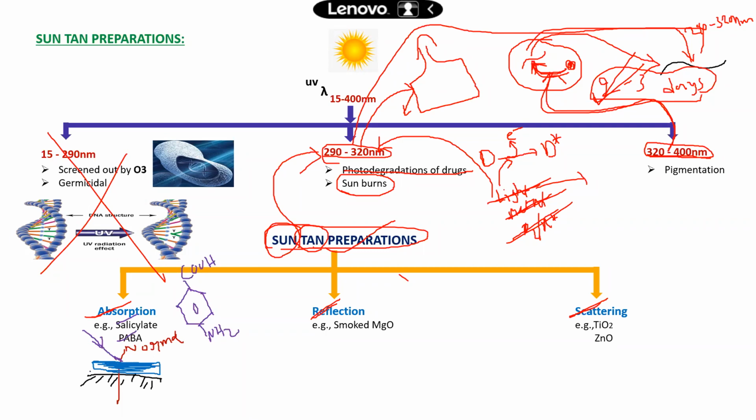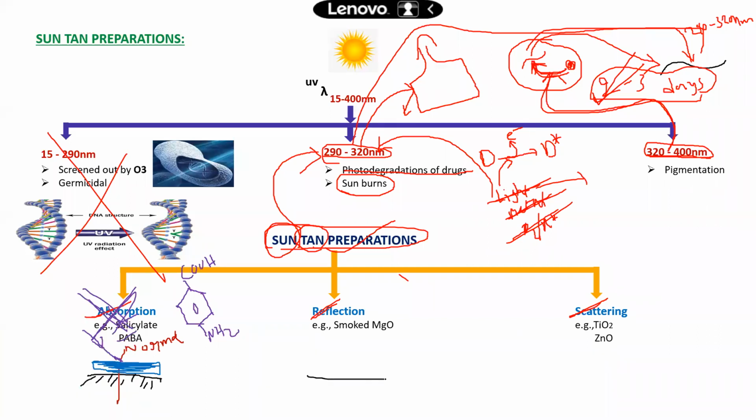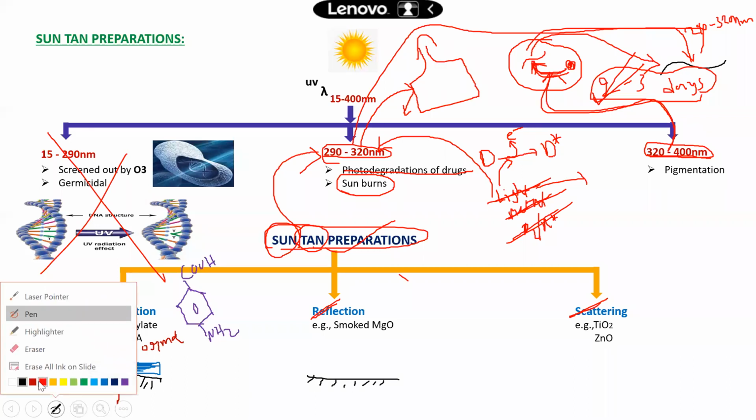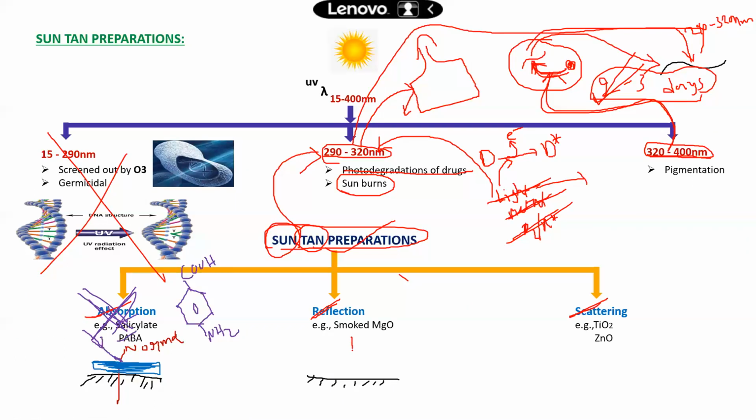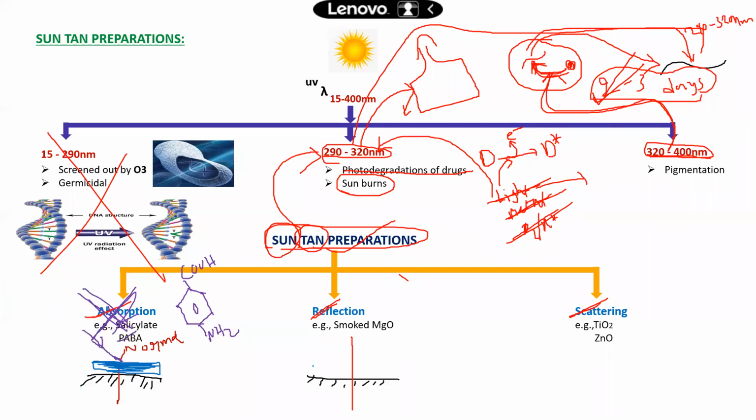This is based on the absorption mechanism, but this absorption mechanism is outdated. The next one is reflection. Reflection follows the same concept. First, this is the skin. Next, draw the normal. Next, first of all, apply the cosmetic preparation.